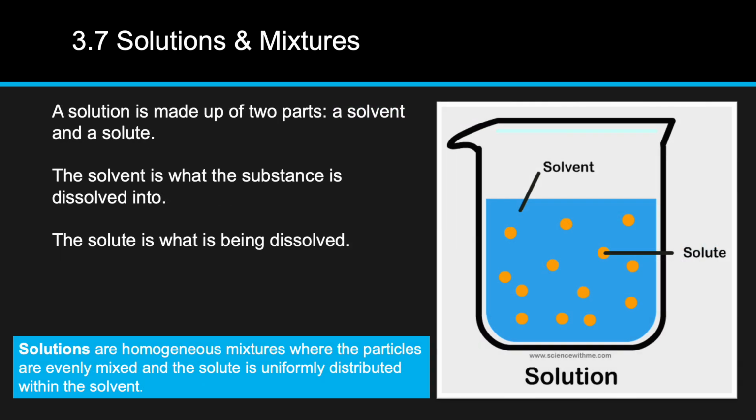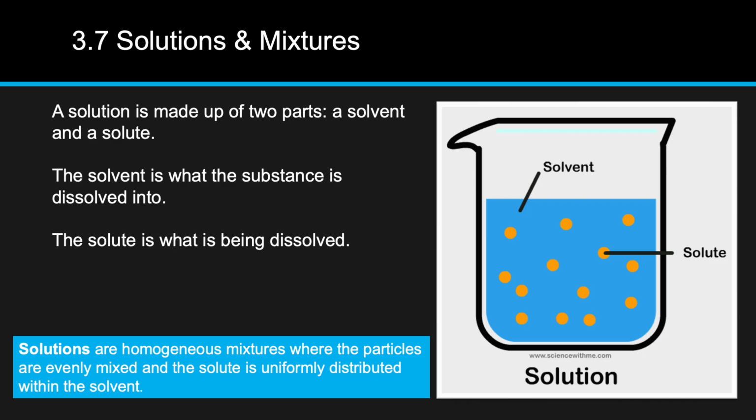A solution is made up of two parts, a solvent and a solute. The solvent is a substance that is doing the dissolving, so it's the greater portion of the solution. Normally when we're talking about a solution, the solvent is water. A solute is the substance that is being dissolved. Now, solutions, we already talked about in the last slide, are homogeneous mixtures. That's going to mean that the solute particles are evenly distributed throughout the solvent.